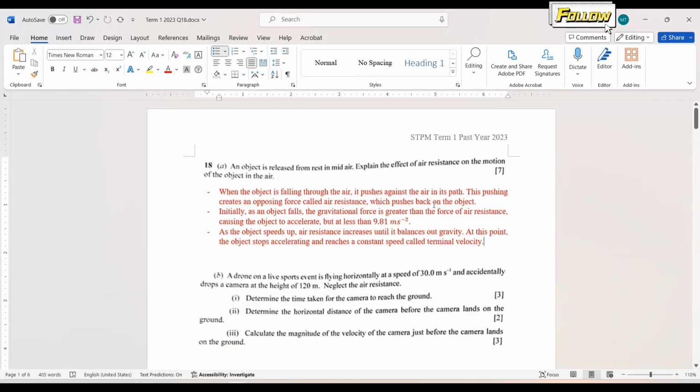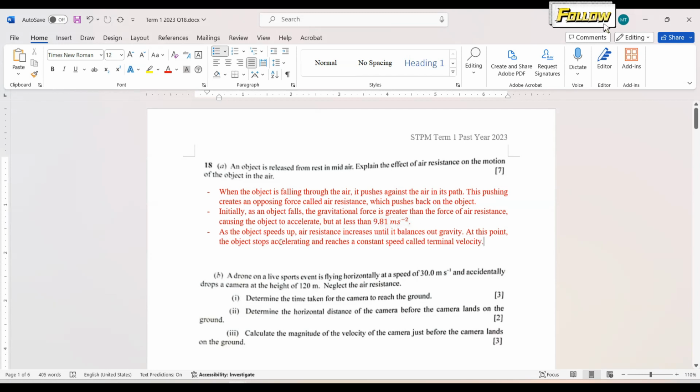You can imagine that when the object is falling, there are two forces acting on it. One is the gravity pull, in the downward direction, and one is in the upward direction, which is the air resistance. Initially, as an object falls, the gravitational force is greater than the force of air resistance, causing the object to accelerate. Theoretically, when an object is falling in a vacuum, it is 9.81 meters per second squared, but with air resistance, it will be less than 9.81.